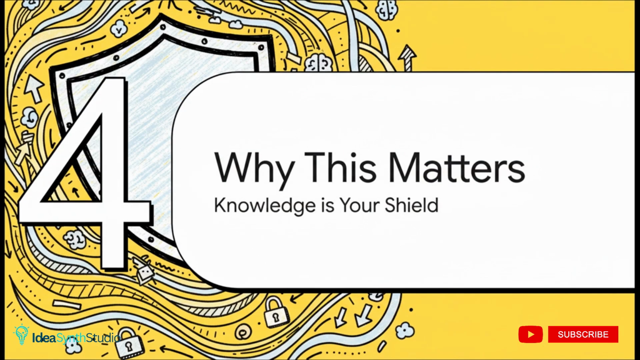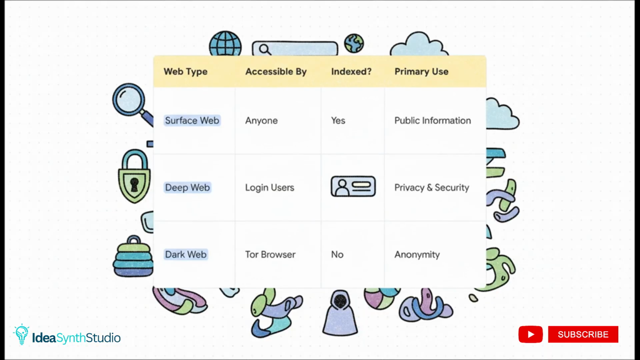So why are we going through all of this? Why do these distinctions even matter for you? Because in our digital world, knowledge really is your best shield. So let's just do a quick recap of the three layers. You've got the public, indexed surface web that's for everyone. Then there's the private, secure deep web that you log into every day. And finally, there's the anonymous, unindexed dark web, which requires special software. See? Each one has a totally different purpose.